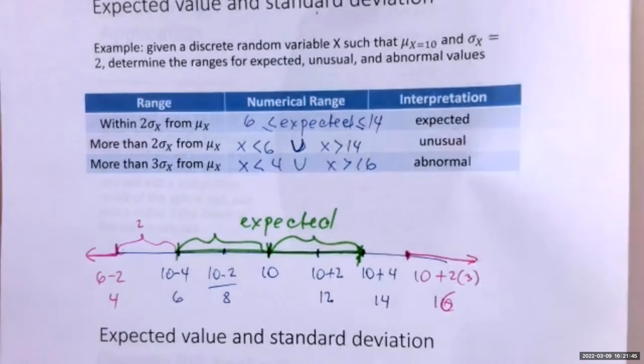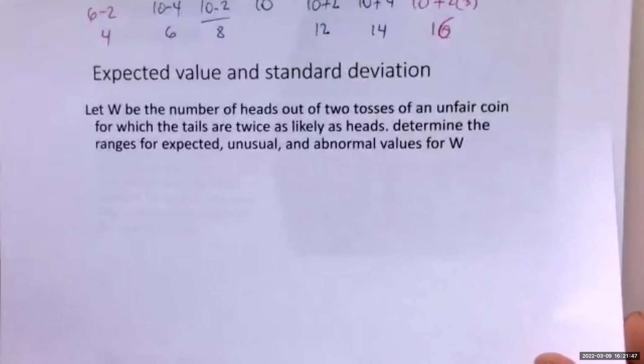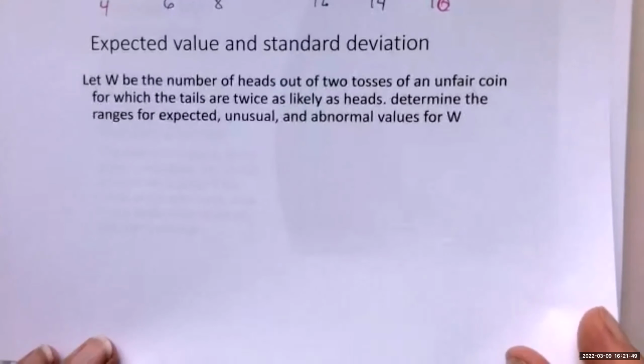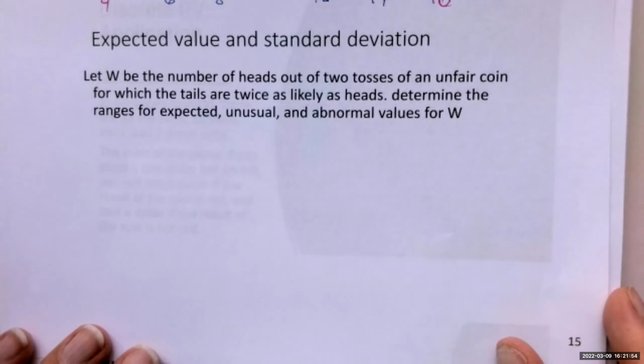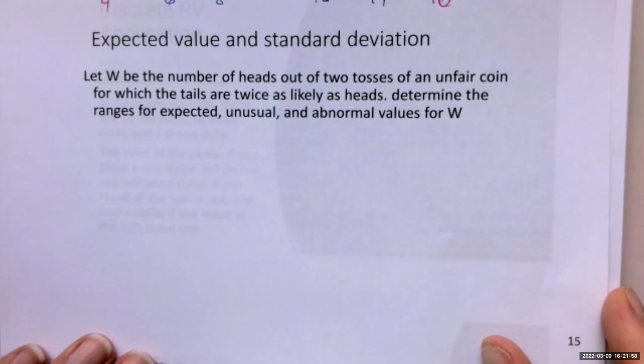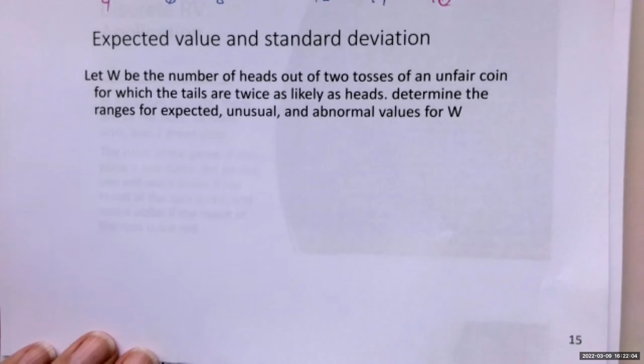And the last example in this video. Let W be the number of heads out of 2 tosses of an unfair coin for which the tails are twice as likely as heads. Determine the ranges for expected, unusual, and abnormal values for W.